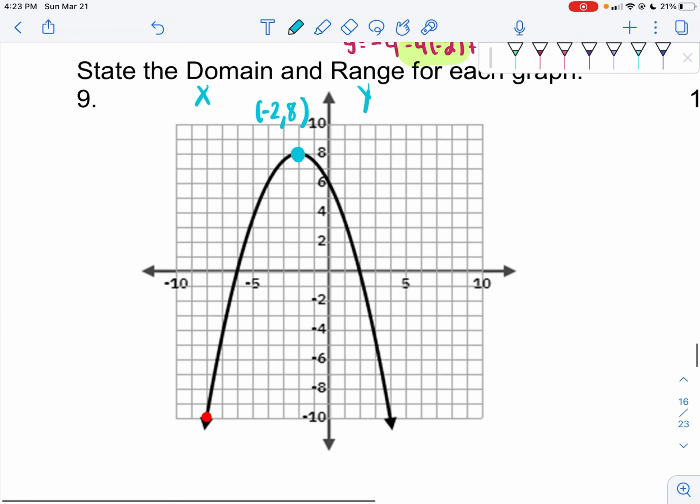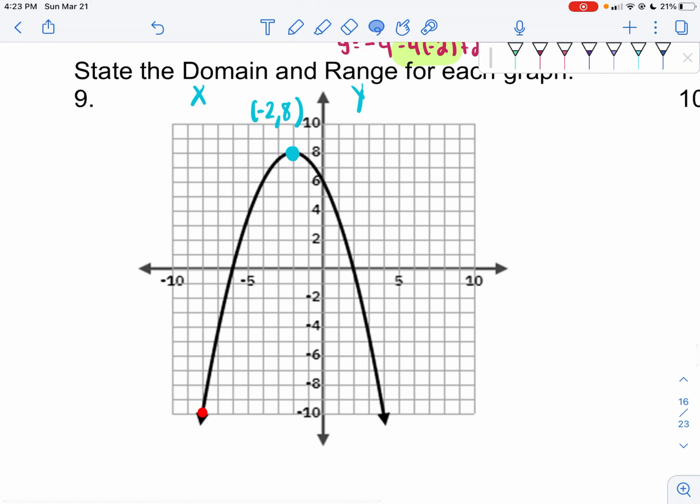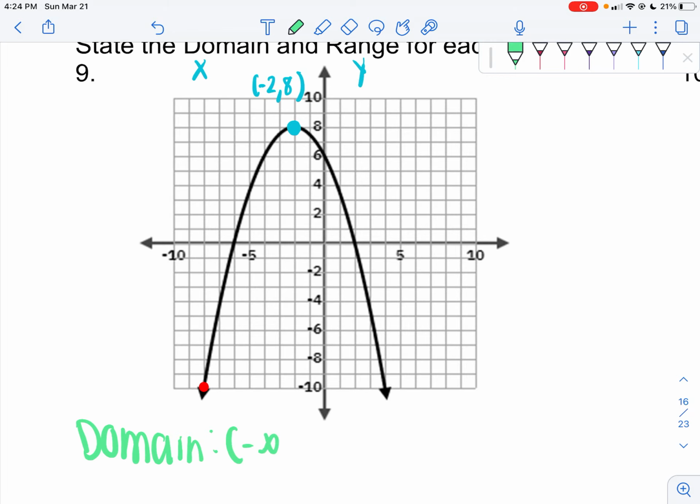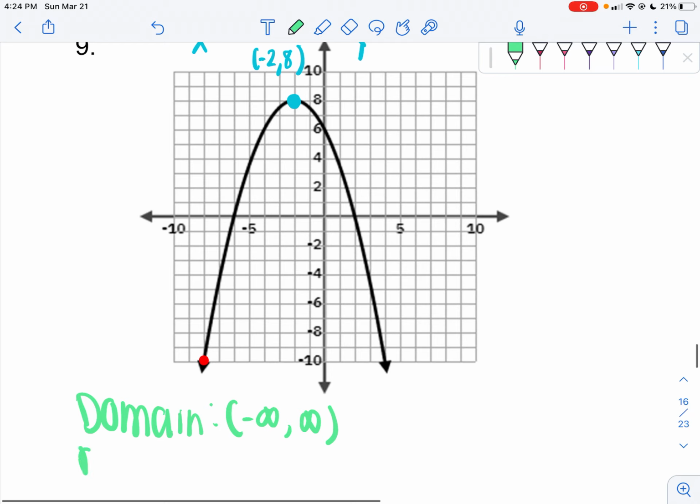Okay, so domain, our x values, we look at the graph from left to right. Well, on our left here, we have an arrow pointing. We're going to keep going to the left further and further and further, and then we're going to the right further and further and further. So the domain is -infinity to +infinity.